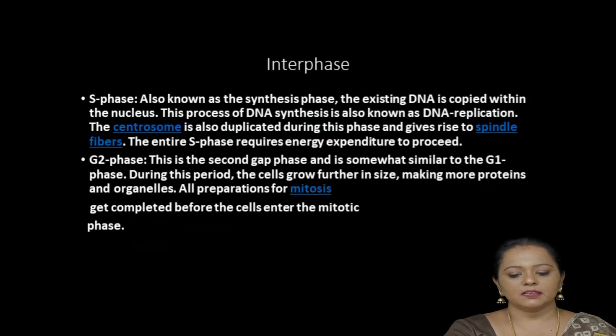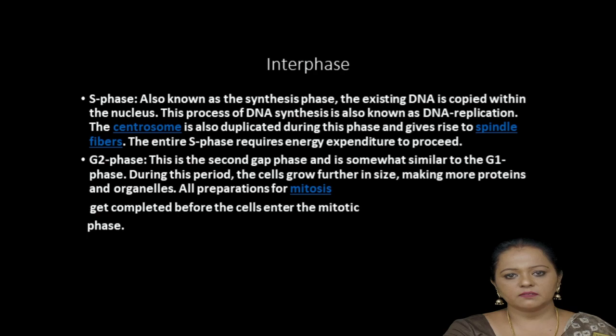Next is the S phase of the interphase. During the S phase, DNA replication occurs. So the 23 pairs of DNA duplicate into another 23 pairs. This should be carefully monitored, and it is catalyzed by various replication enzymes and also various CDK cyclin proteins.